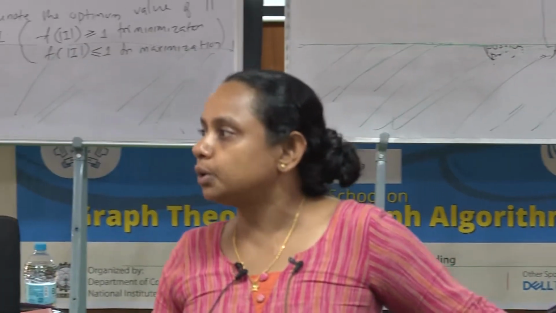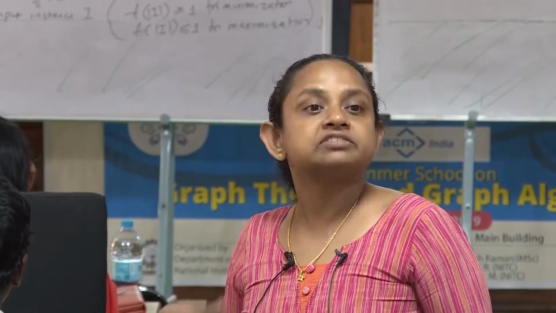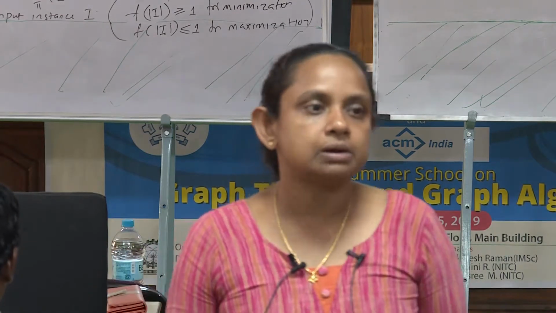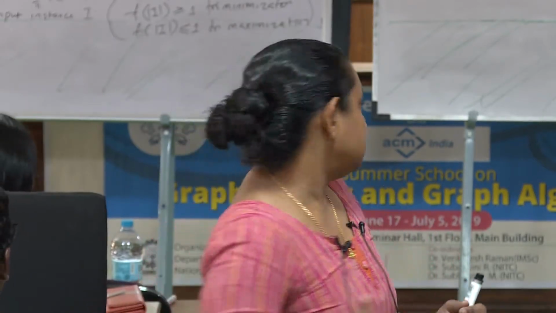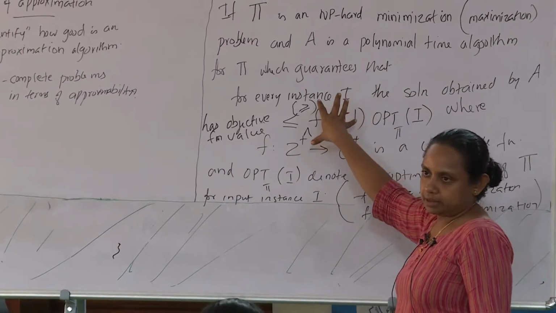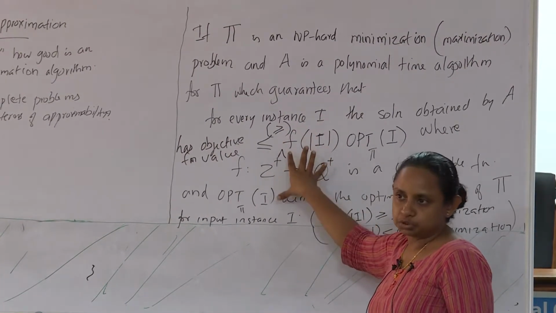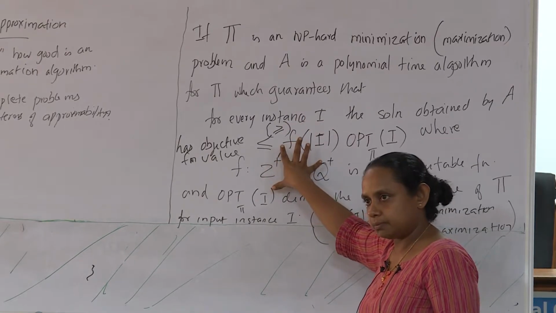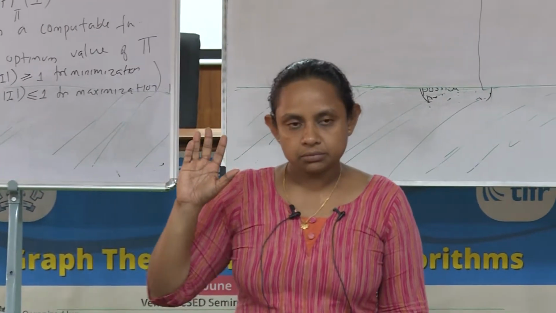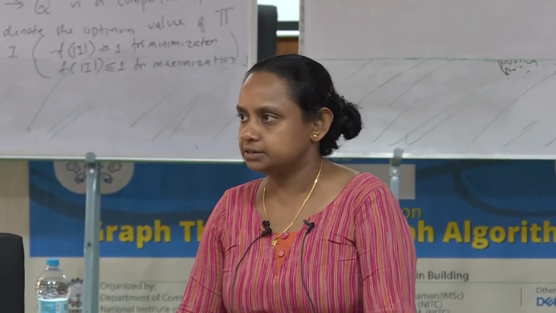The quantity which you want to optimize is the objective function, right? The number of vertices you want to minimize. In general, it may not be like that. It can be any objective function, but in simple cases it will be the number of vertices or number of edges, things like that. The objective function value that the algorithm gives is at most f of I, where f is only the constant function 2 in the case of the vertex cover problem. It is at most 2 times the optimum value of the problem on this particular graph. In general, this is the statement.